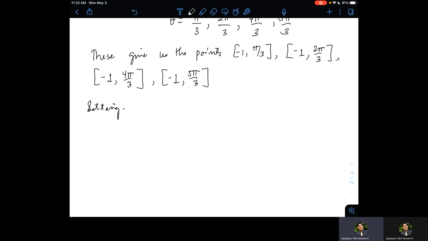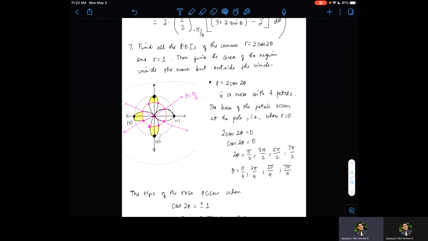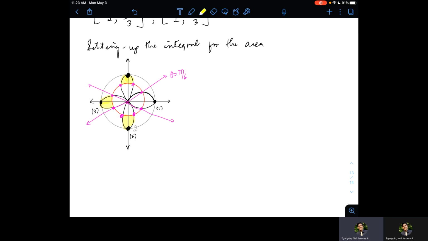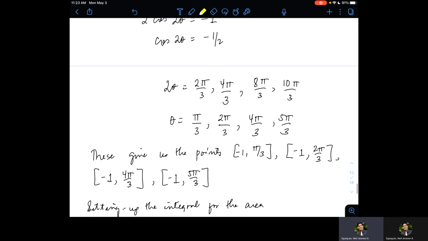So setting up the integral for the area. Let's have this. Oops, I cannot copy it properly. Here you go. Okay, and you want to get the area of the shaded region. Okay, hold on, I forgot to shade this area here.